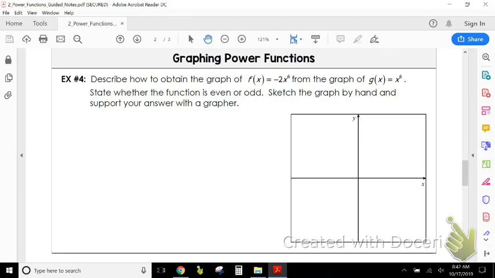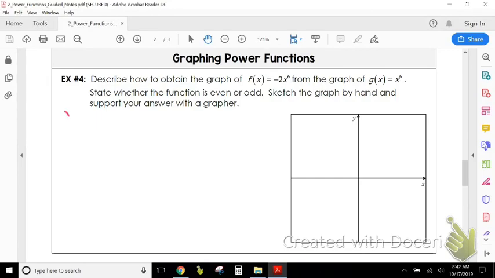All right, so let's go through. Let's do our transformations. So describe how to obtain the graph. I want it in words and be formal. Tell me if it's vertical or horizontal. Tell me if this is a shift or a stretch or a compression, and tell me by what, okay? What's happening, which direction, how many. All right, so let's just go through.